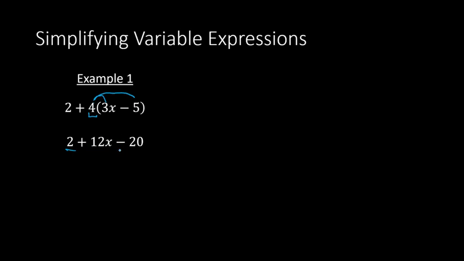Like terms would be things that look the same. Like here we have 2 and negative 20. Those are like terms because those are both constants. So if you do 2 minus 20, we get negative 18. So we have 12x minus 18, and that is as far as we can simplify. It does not go further because 12x and negative 18 are not like terms, because this here has an x, and 18 does not have an x, so those are not like terms.